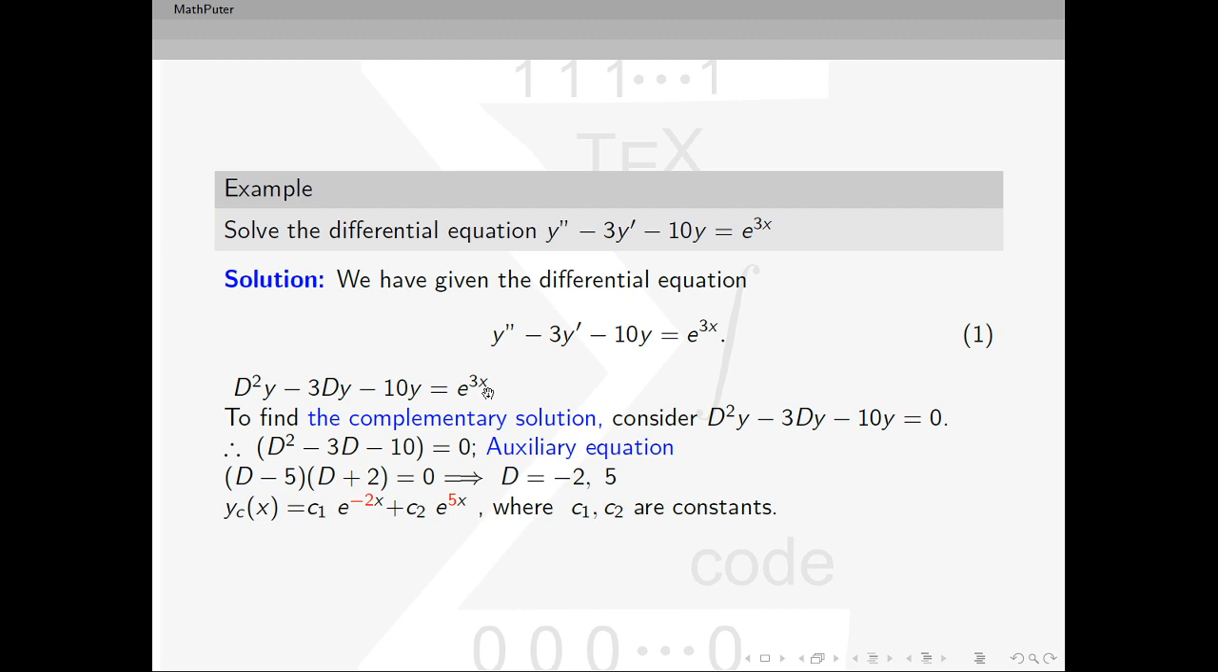Now let us go for the particular integral. For the particular integral, let us assume that this is the solution of the given equation. We have the given equation: y double dash minus 3y dash minus 10y is equal to e raised to 3x. This assumption is important. How do we assume this? C into e raised to 3x. Why do I assume only this? Our assumption will be on the basis of the right hand side. The right hand side has an exponential function. That's why I'm assuming the same exponential function with some constant, c into e raised to 3x. This is very important.